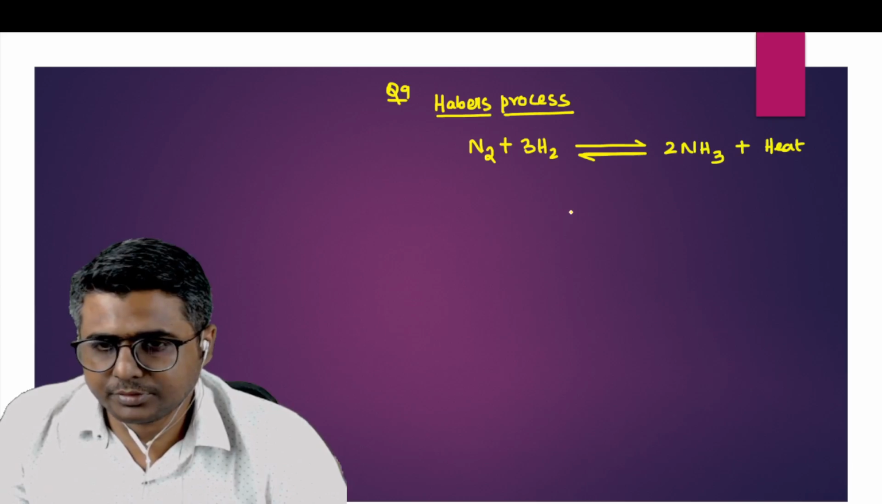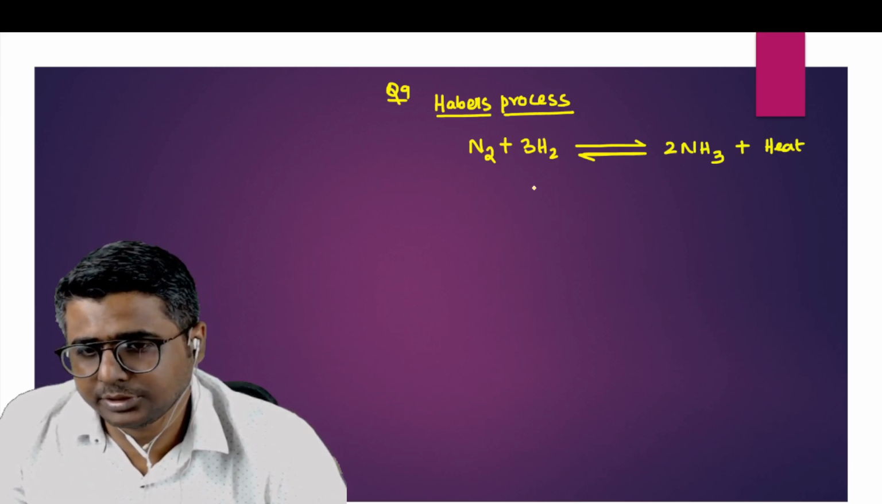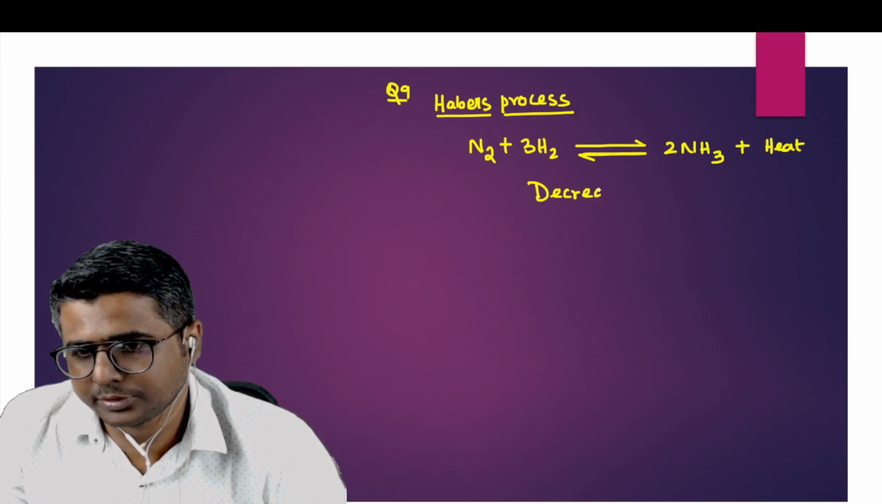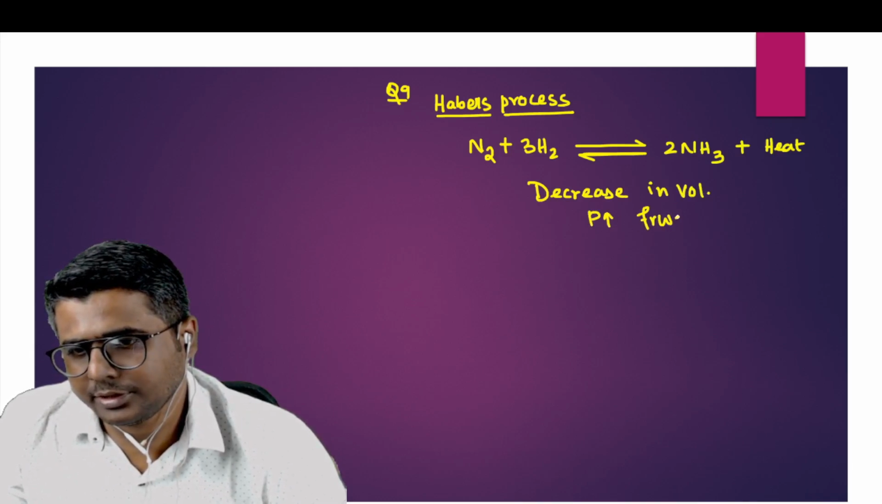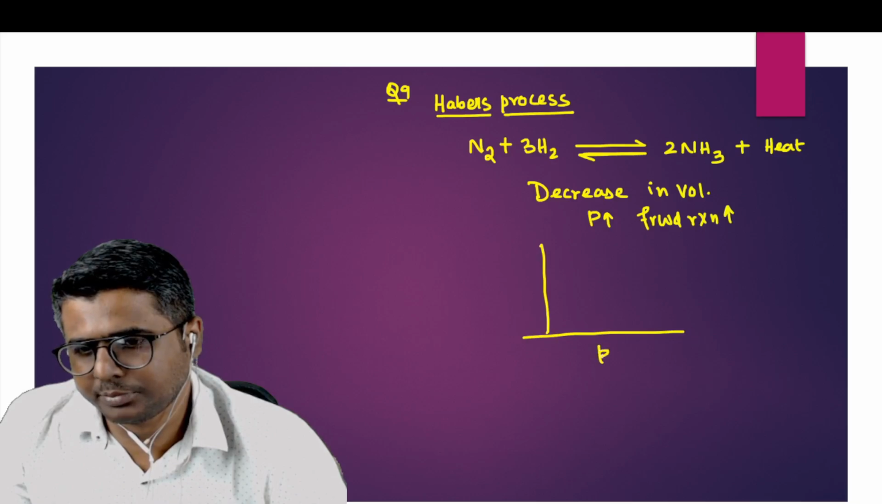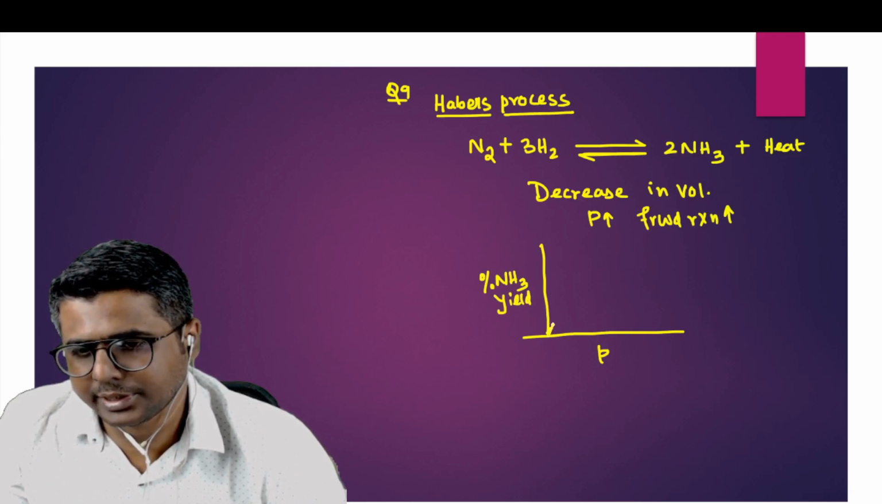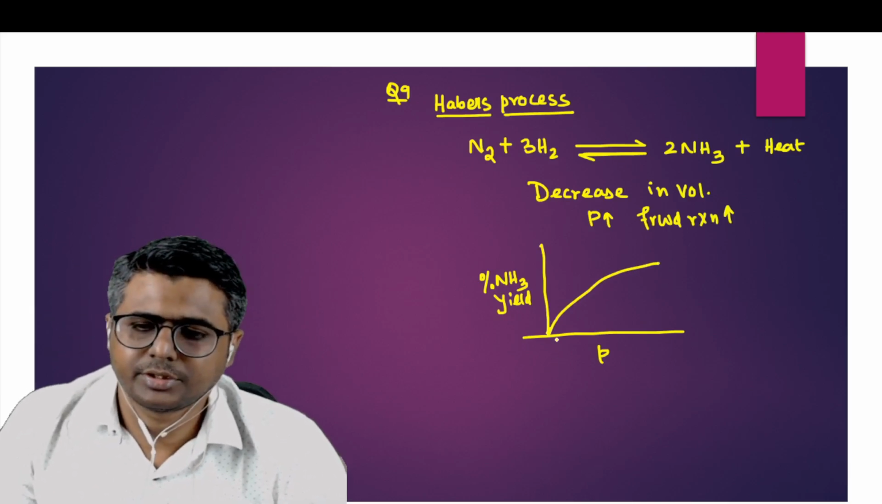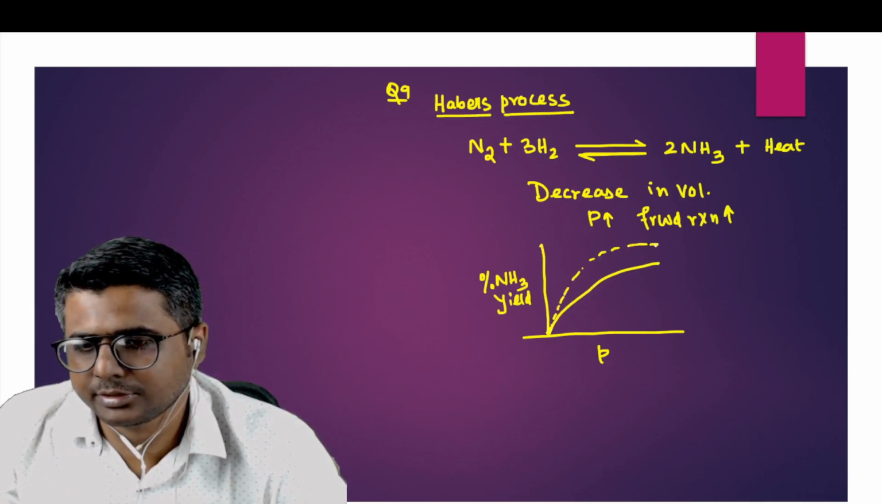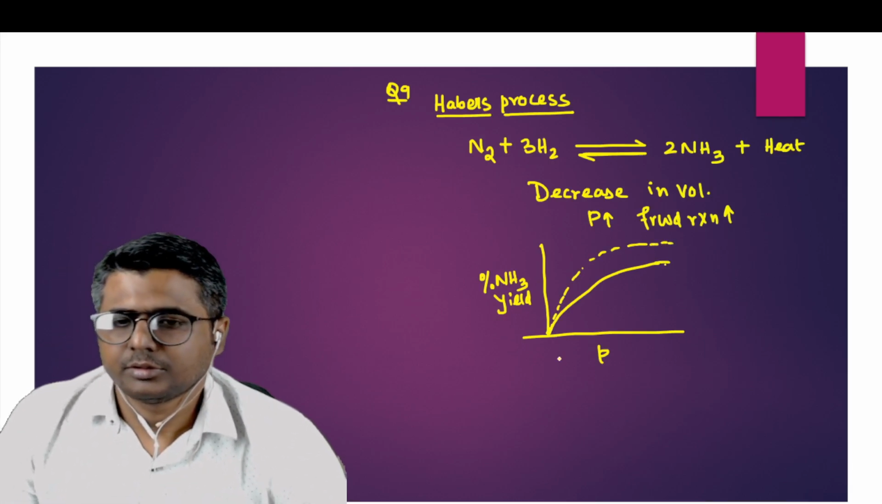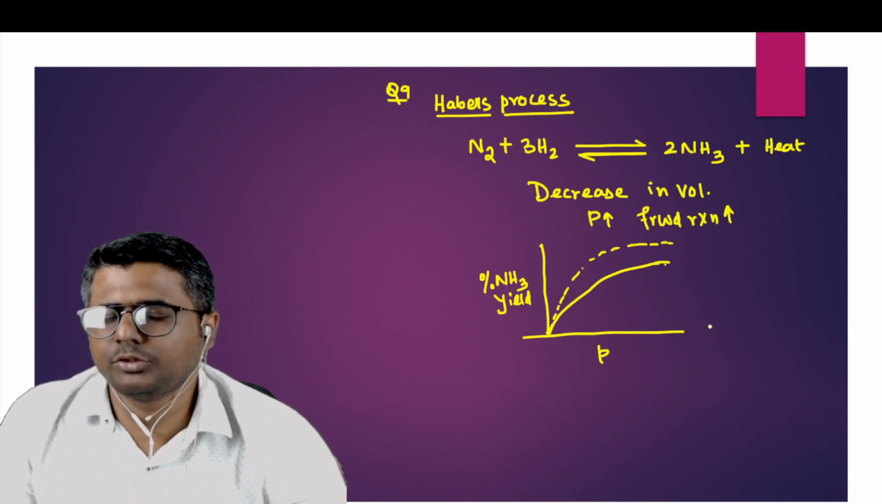Now see, this process happens with decrease in volume. So if you increase pressure, forward reaction will increase. So the graph with pressure and percentage NH3 yield generally will be increasing. As you increase the pressure, percentage will increase. So here there are two graphs given like this. So the graph will be of this kind, that is for sure. It is not going to decrease, it is going to increase.